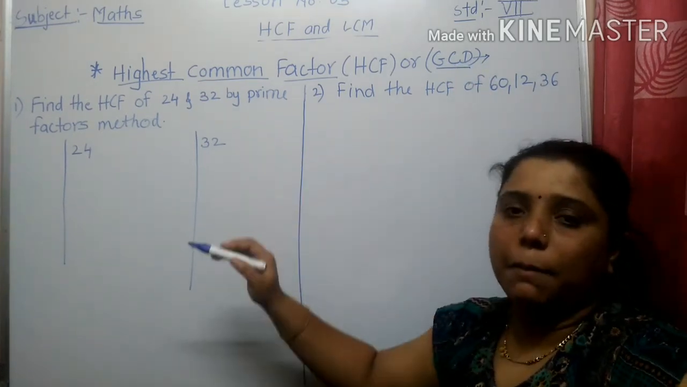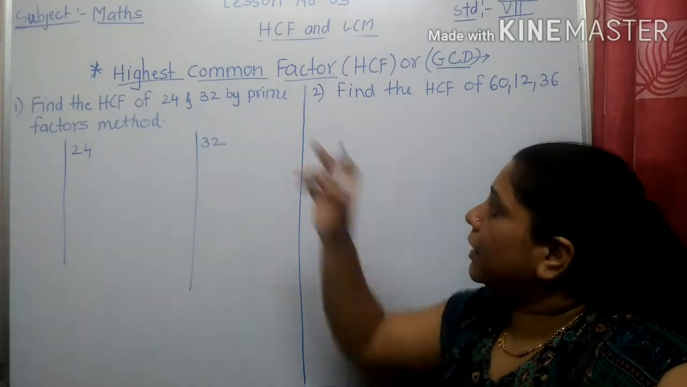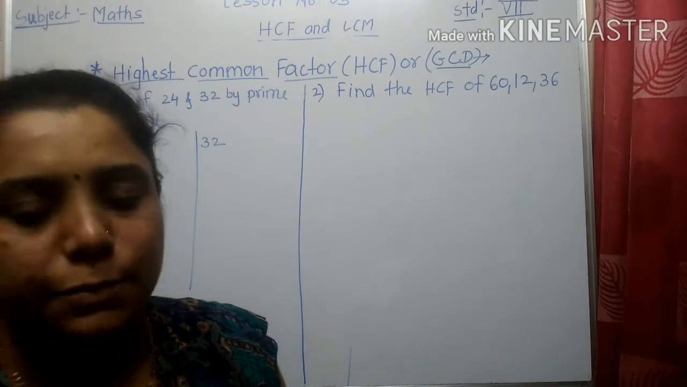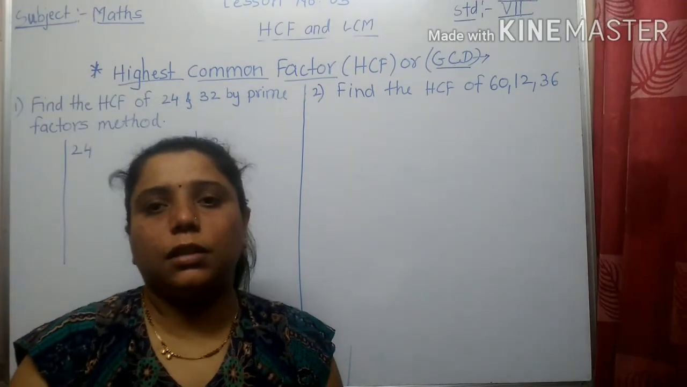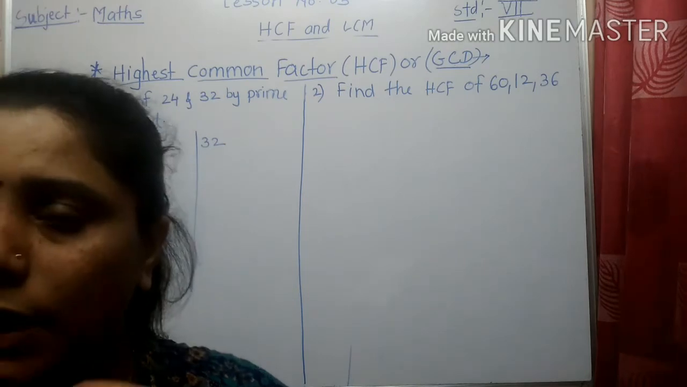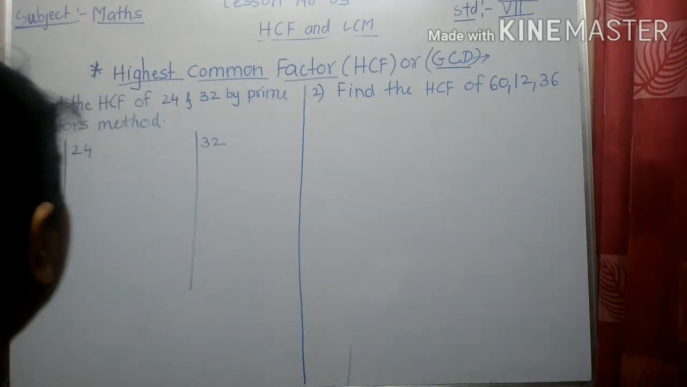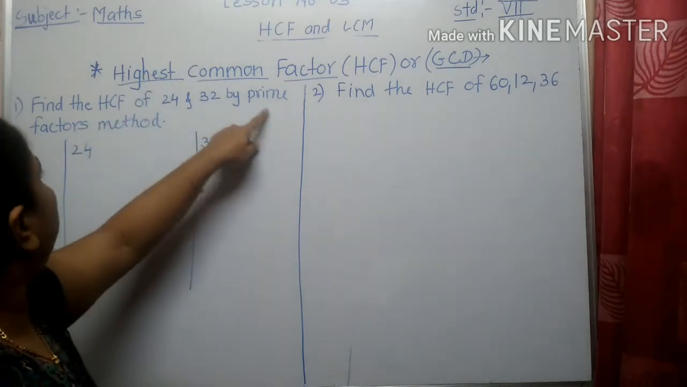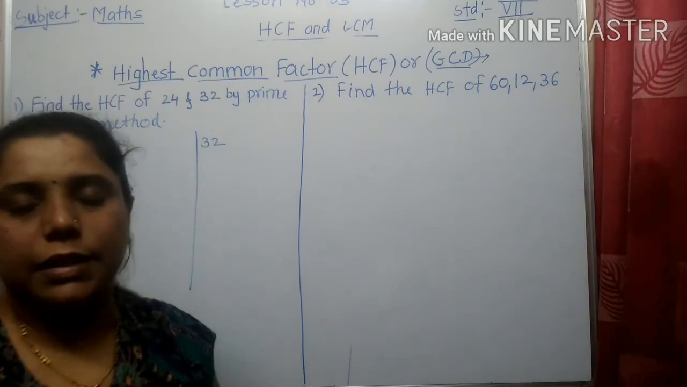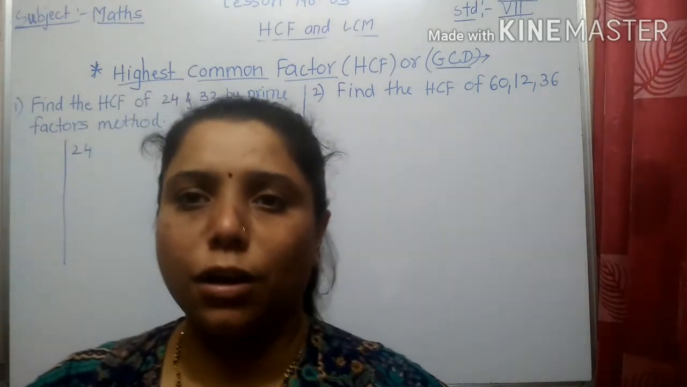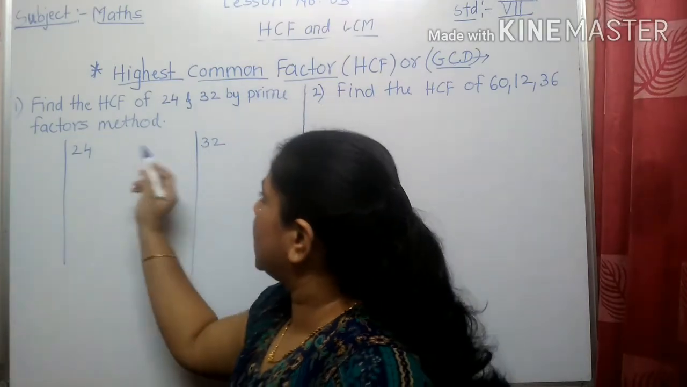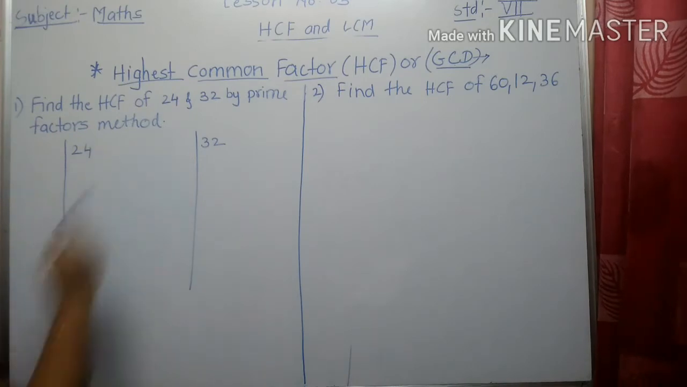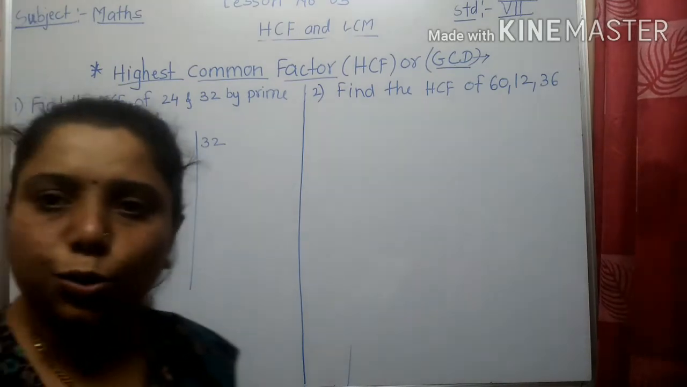Now with the help of this example, we will discuss. For finding the HCF, we are using the prime factor method, which is given in your textbook on page number 17. So refer to page number 17 for this concept. Understood? Now we will take the example. Find the HCF of 24 and 32 by the prime factor method. The HCF can be found with the help of one of the methods, and that method is called the prime factors method. Now I have taken the two numbers as 24 and 32.